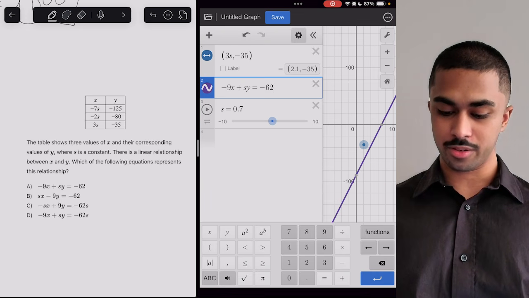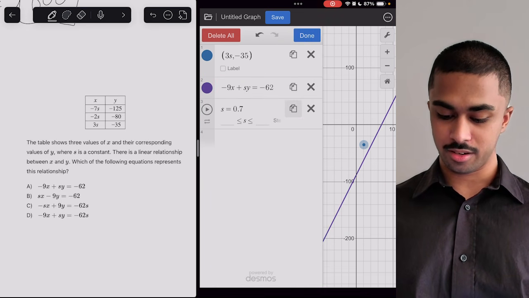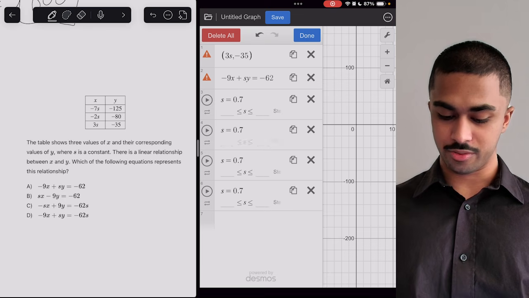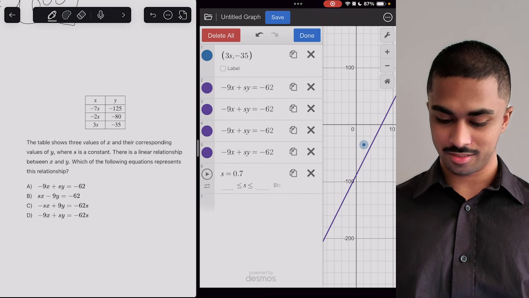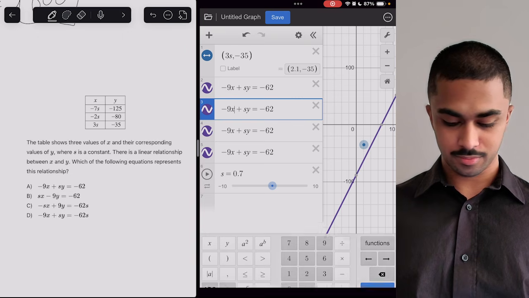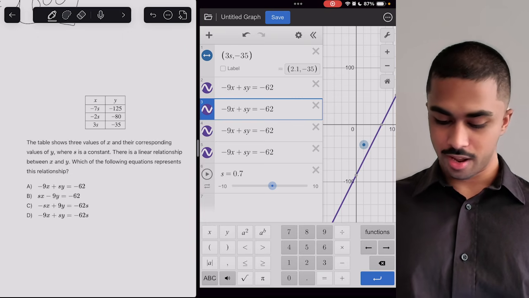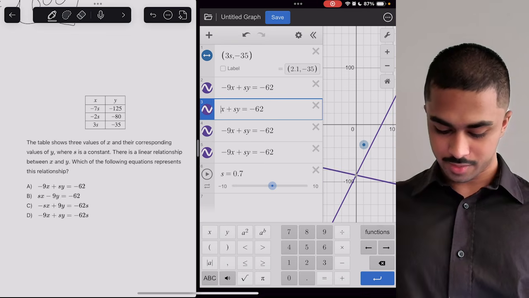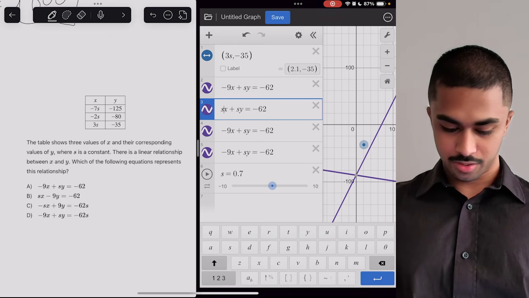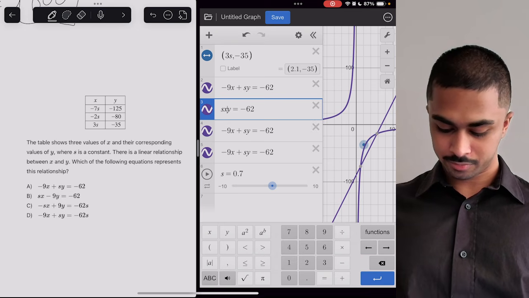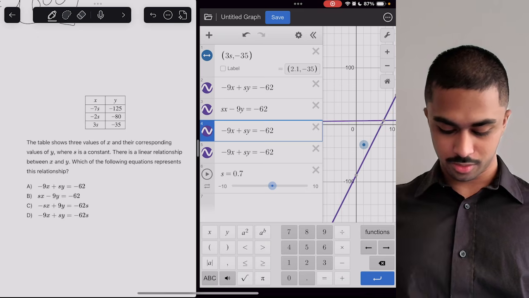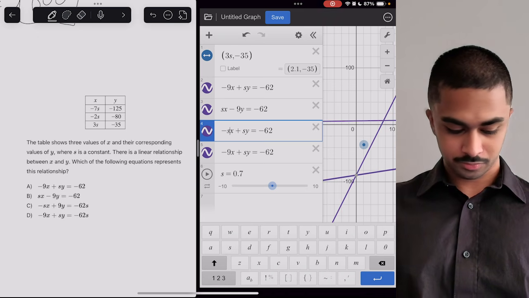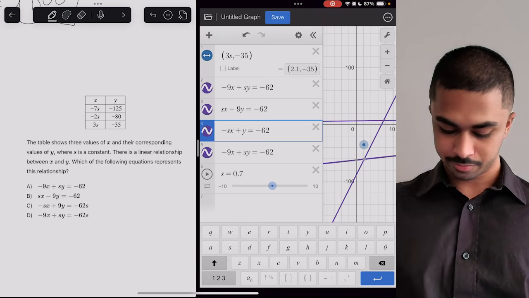What we can do here, we can do a little trick, edit list, and then duplicate, just to save ourselves a ton of time. Oh, I duplicated the wrong thing. This one. So we can do this over here, minus 9. Okay, let's move on to the next one. And y.